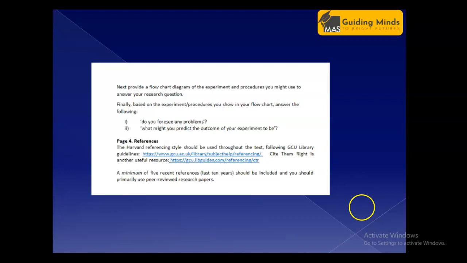Now last thing, that is referencing. We have to take care that the GCU library guidelines are followed while making the Harvard referencing, that is the demand. So it will vary as per the university, and we have to take care that the referencing format will be there, as it will help us to gain marks or lose marks sometimes.